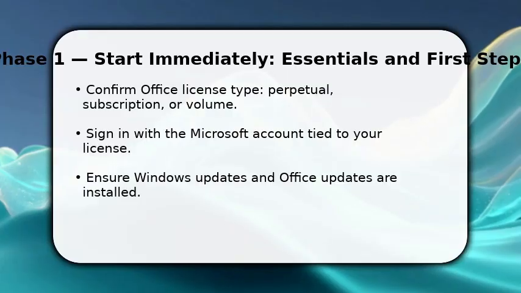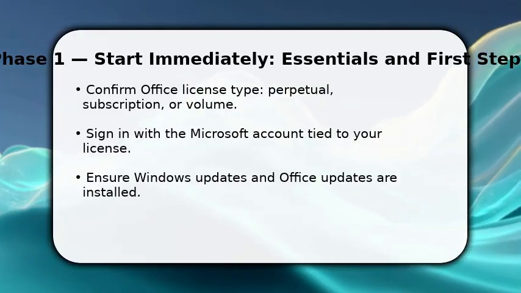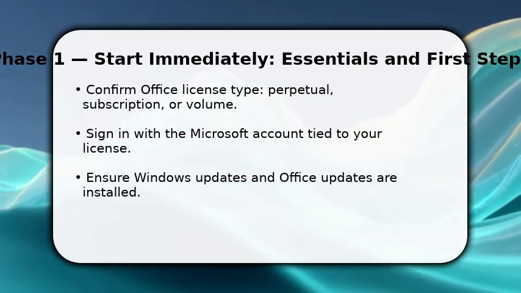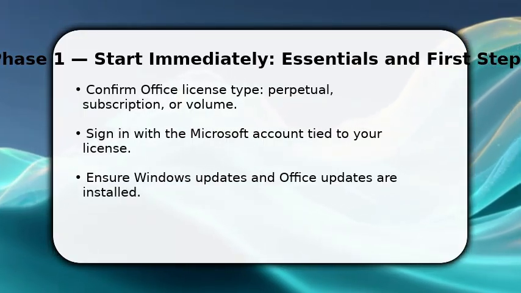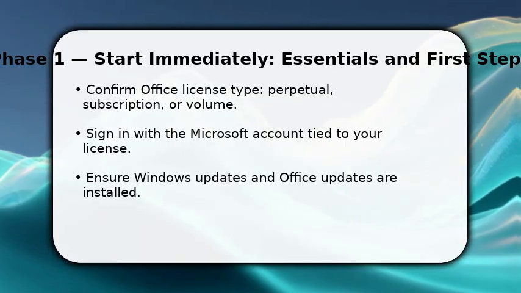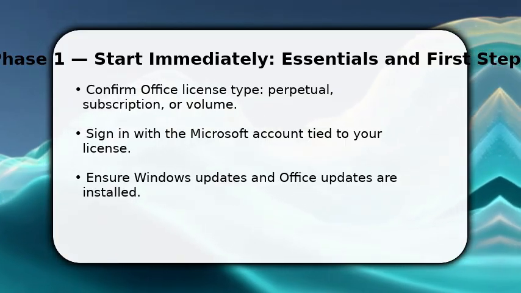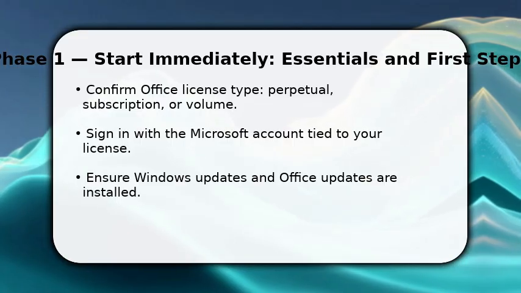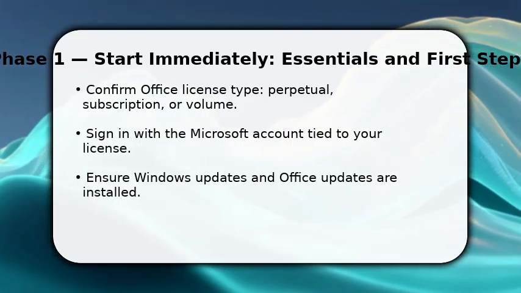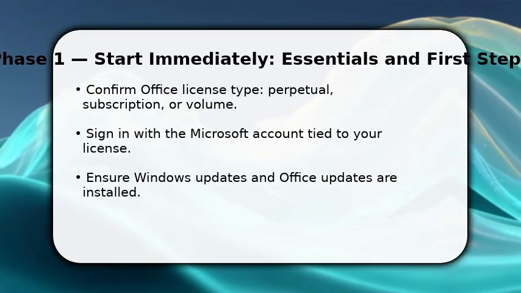You start by verifying prerequisites so activation can succeed. Sign into the Microsoft account that owns the license because activation binds to that identity. Once done, make sure Windows and Office updates are current. Outdated components often block activation.